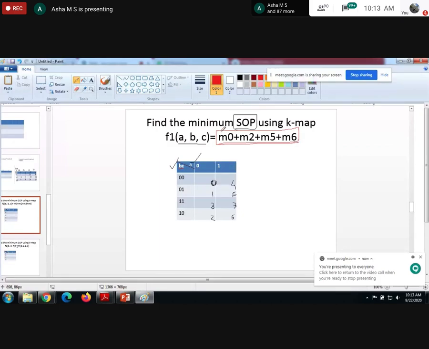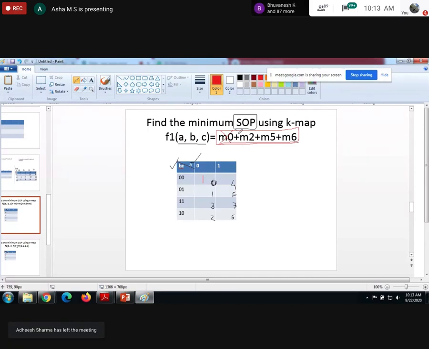Let me take m0 first. m0 is equivalent to decimal 0. In this corresponding cell, I'll write 1. Next minterm is m2. m2 is equivalent to decimal 2, which is here. So in that place, write 1. Next minterm is m5. Decimal 5 is in this cell, so make it a 1.